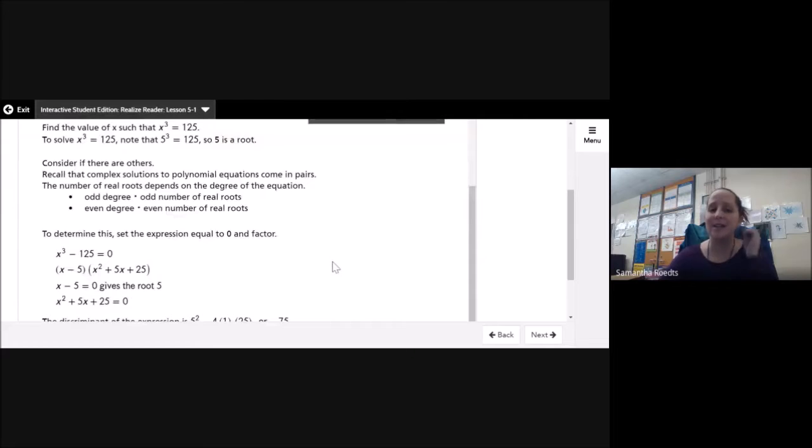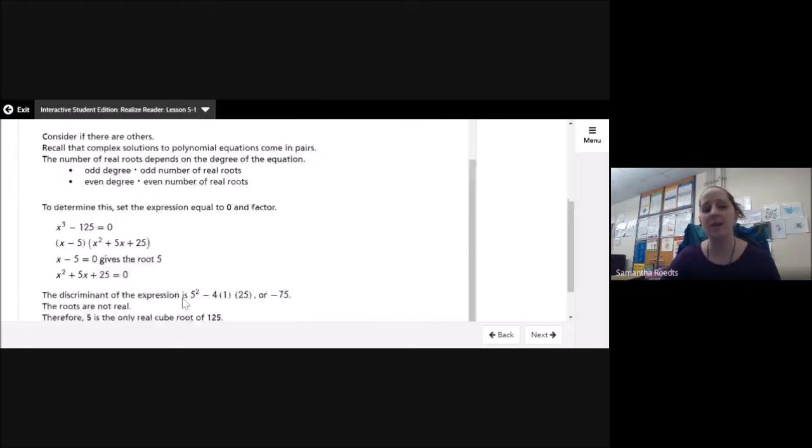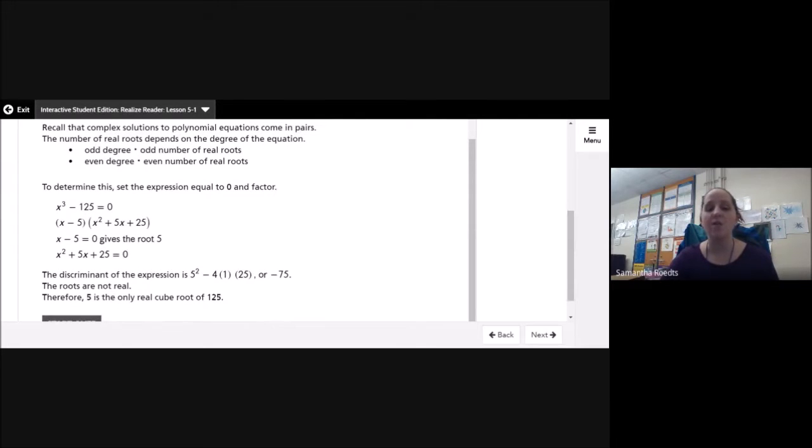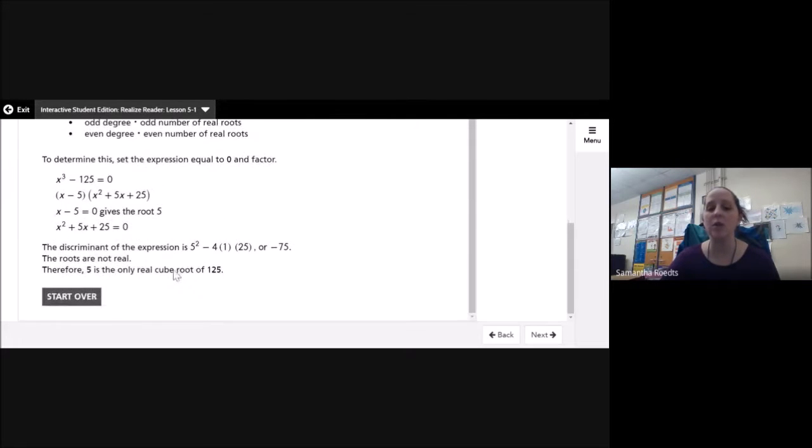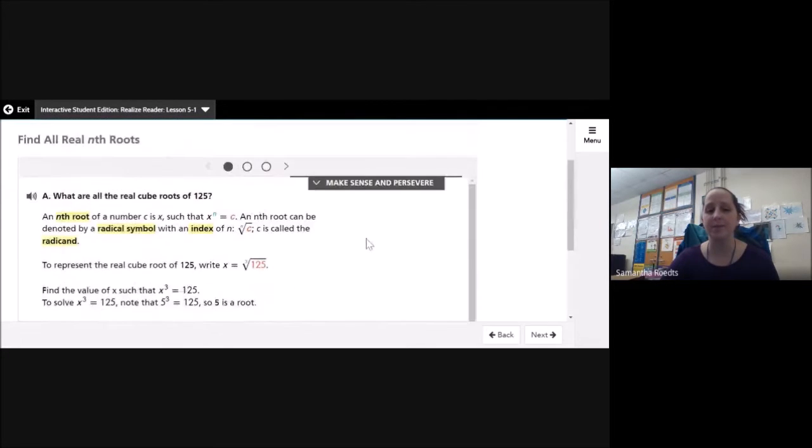To determine this, I set the expression equal to 0 and I factor. So x cubed minus 125 equals 0, which factors as x minus 5 times x squared plus 5x plus 25. X minus 5 equals 0 gives us the root of 5. X squared plus 5x plus 25 equals 0: the discriminant is 5 squared minus 4 times 1 times 25, or negative 75. So the roots are not real. Therefore, 5 is the only real cube root of 125.